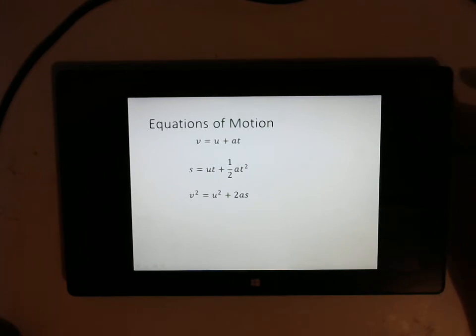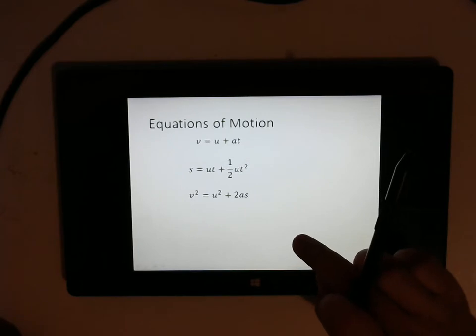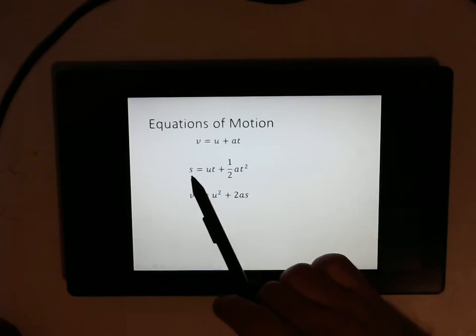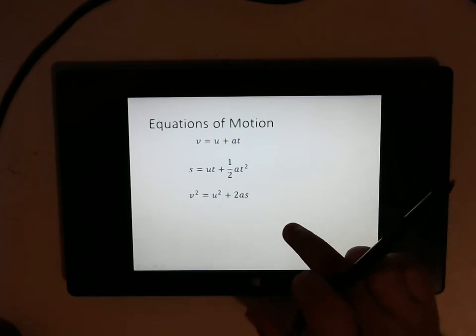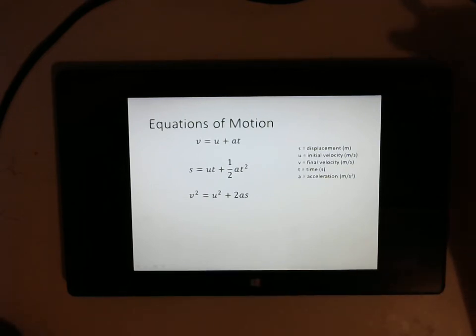So these equations use the following shorthand. We've got S for displacement, U for initial velocity, V for final velocity, T for time, and finally A for acceleration. Apart from displacement, and the text actually describes why we use S for it, all these things make reasonable sense.